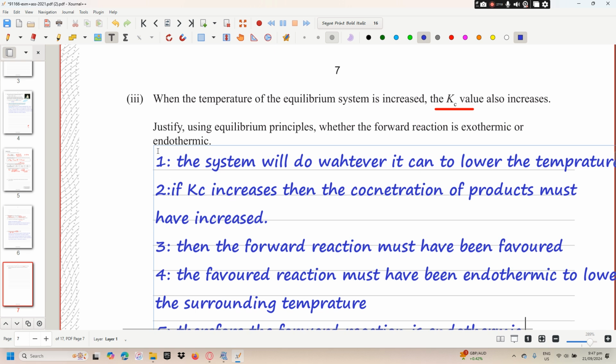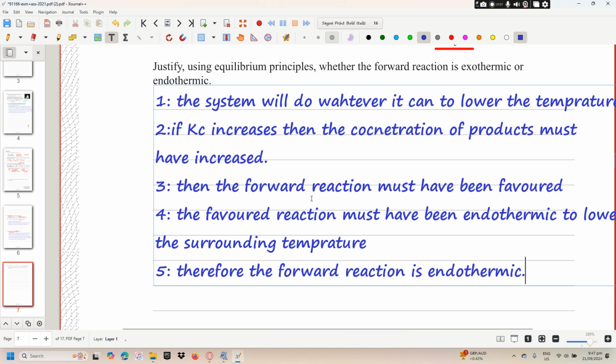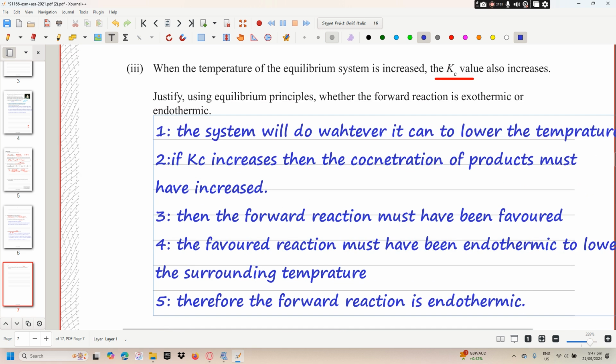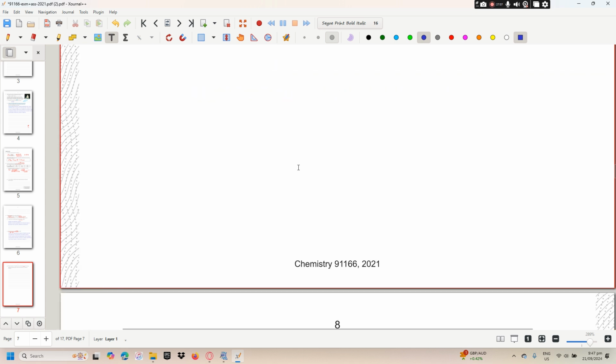So these sorts of questions, you just need to write down what you know and then make logical steps off it. The system will do whatever it can to lower the temperature, alright. Kc increases, the concentration of products must have increased, alright. So the forward reaction must have been favoured. So the favoured reaction must have been endothermic to lower the surrounding temperature. Because this is what bullet point 1 is saying, right? And therefore the forward reaction is endothermic.